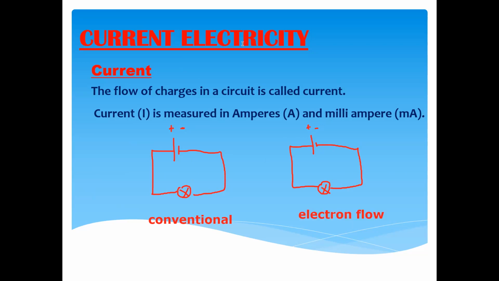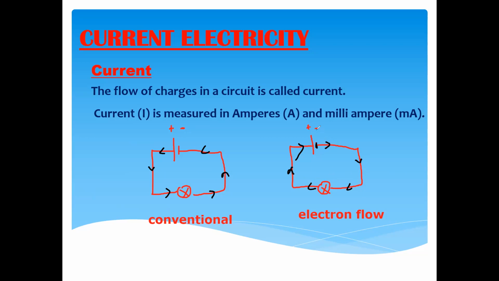So what is the conventional current? The conventional current is always from positive terminal to negative. The movement from positive terminal to the negative, the direction when we represent these arrows, we call that a conventional current. But what is electron flow? Electron flow is always opposite to the direction of conventional current, so it is from negative to positive.